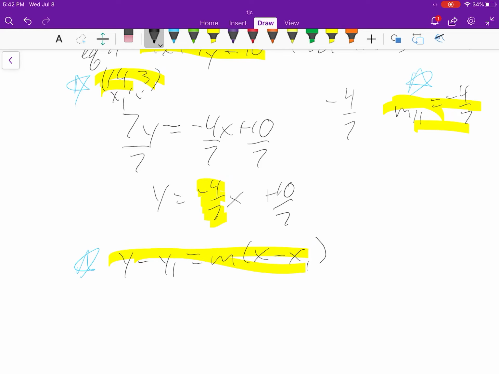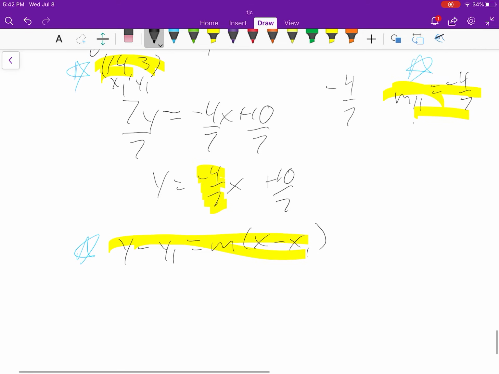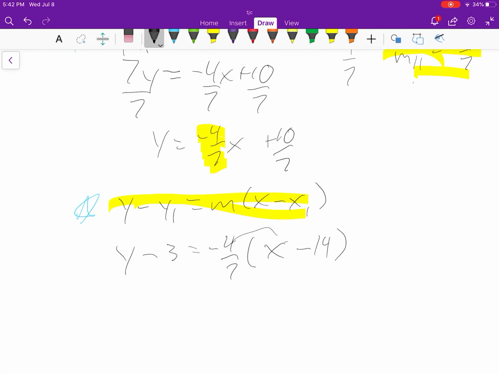So here is x1, y1. Here's our slope. There's our equation. So we plug it all in. We're going to have y minus 3 equals -4/7, that's your m, times x minus 14. Okay? Then what you're going to do is you're going to distribute.